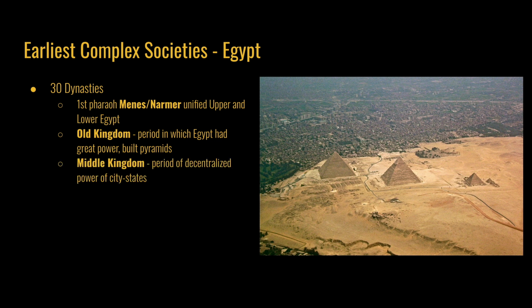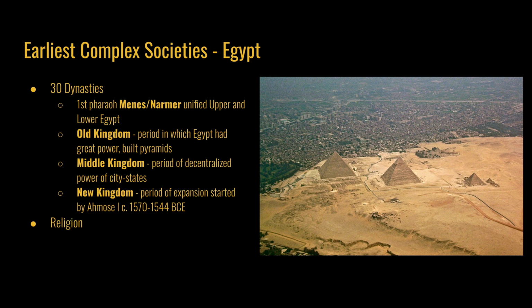The middle period was a time of decentralized power of city-states. There were still pharaohs, but the city-states paid tribute to them while maintaining most control at the local level. The New Kingdom was a period of expansion started by Ahmose I around 1570 to 1544 BCE.